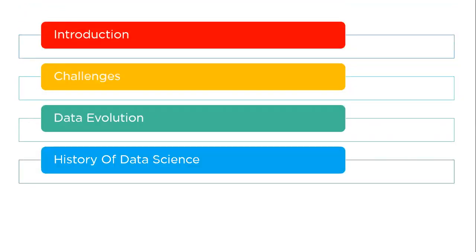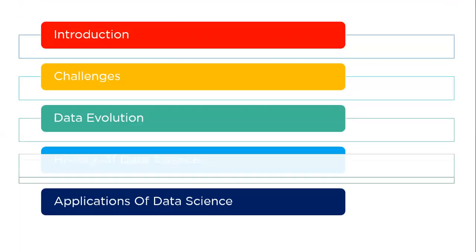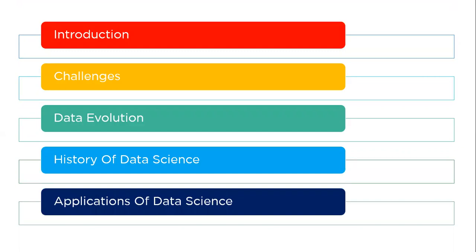The fourth point that I would be discussing would be the history of data science. It's important to get a perspective about the history of data science because unless you know where you have come from, it will be very, very difficult to appreciate where we are going. The final point of the discussion would be about applications of data science. So these are the 5 different points that I'll be talking about: introduction, challenges, data evolution, history of data science, and applications of data science.